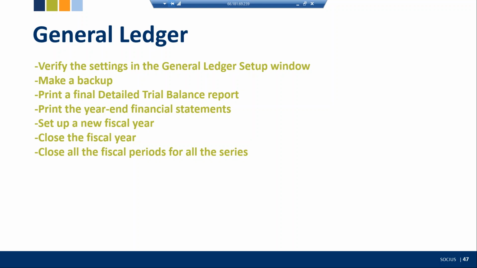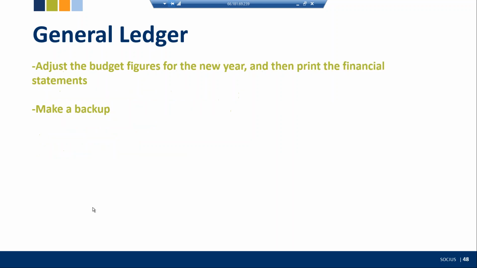Now see, setting up the new fiscal year based on general ledger may not make sense for you because you may not be ready to close your year until several months down the road. And if that's the case, you don't necessarily want to not have those fiscal periods set up. Then you close your year, and then you close all the fiscal periods for the series. Okay, so ultimately that's kind of the checklist. The other thing is adjust the budget figures for the new year and print the financial statements, and then make a backup.